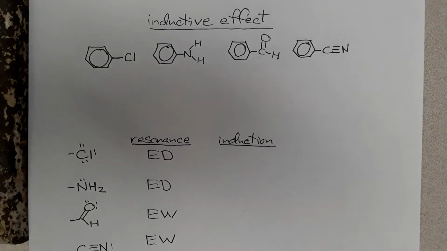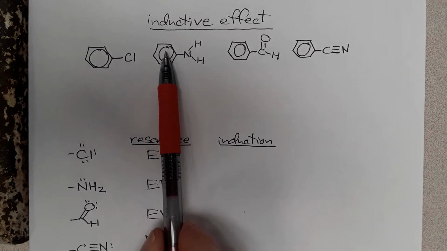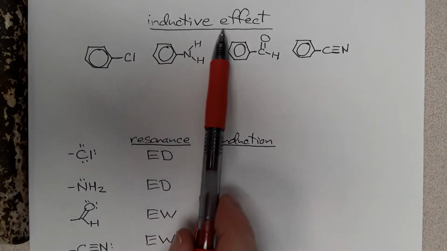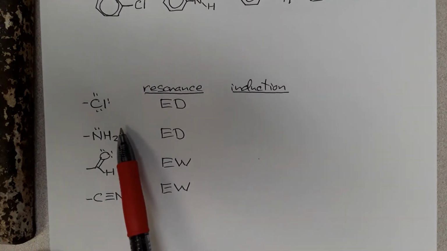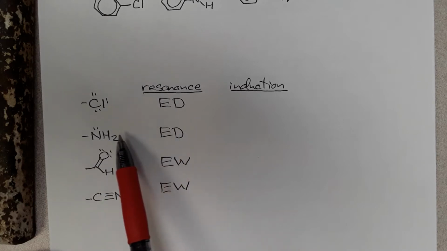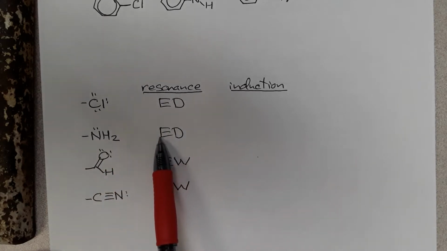We've talked about the effects of groups that are attached to the benzene ring on where the electrophile comes in. We've talked about the resonance effects, but we have not yet talked about the inductive effect. And so we said that these groups here that are electron donating groups by resonance are going to pump electron density into the ring, making it a better nucleophile and making it react faster at the ortho and para positions.